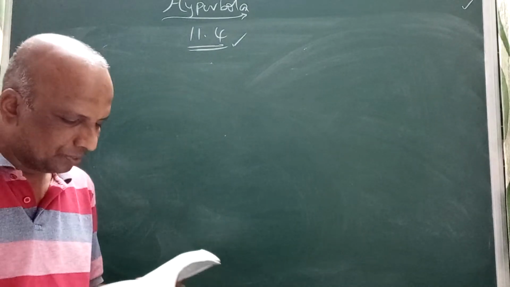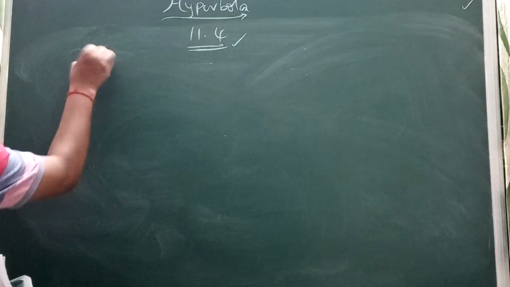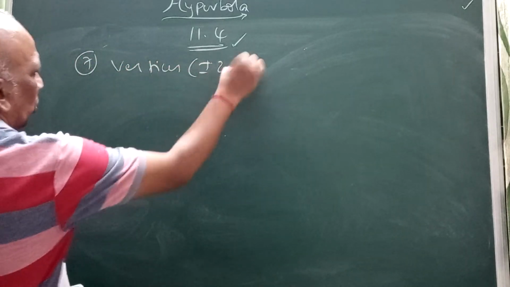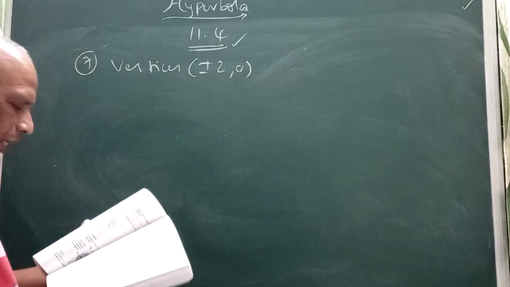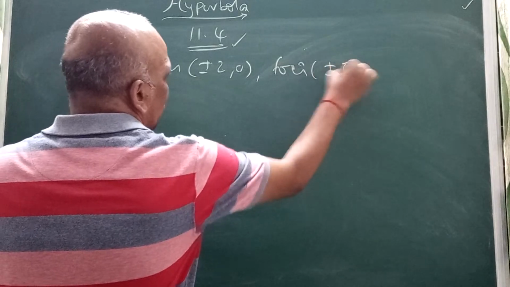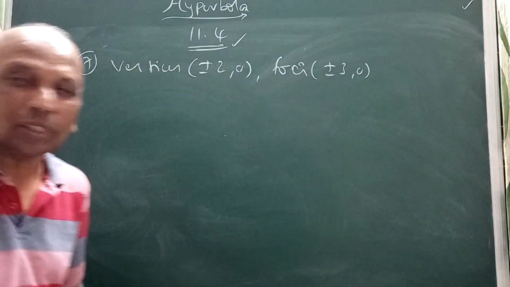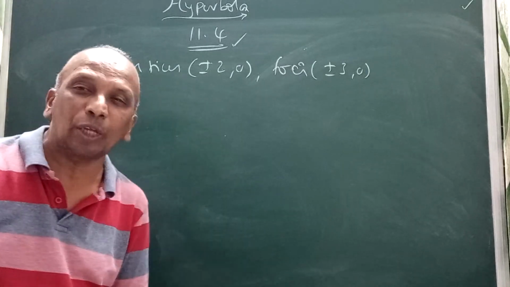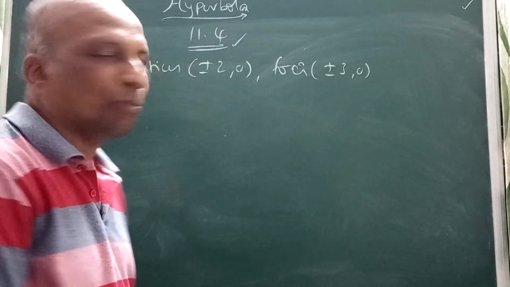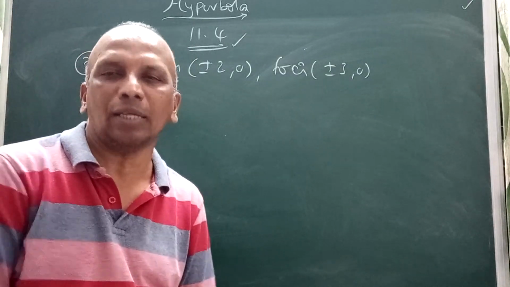Now, I will write question number 7. Vertices plus or minus 2 comma 0 are given, and foci are given as plus or minus 3 comma 0. Just look into this. Foci plus or minus 3 comma 0, vertices plus or minus 2 comma 0. Since the vertices and foci are both on the x-axis, definitely the transverse axis is along the x-axis.